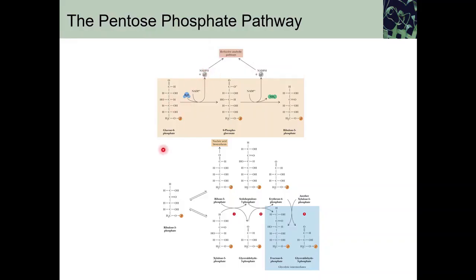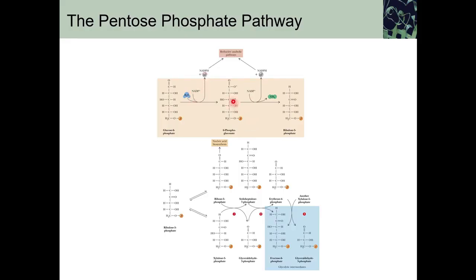So this is the first step, glucose 6-phosphate. Remember, glucose 6-phosphate is also an intermediate found in glycolysis. Glucose is phosphorylated by hexokinase to glucose 6-phosphate. In this case, the glucose 6-phosphate is not isomerized to fructose 6-phosphate. It is oxidized into 6-phosphogluconate, in the process reducing NADP plus. Remember, this is not NAD plus, but NADP plus, being reduced to NADPH.